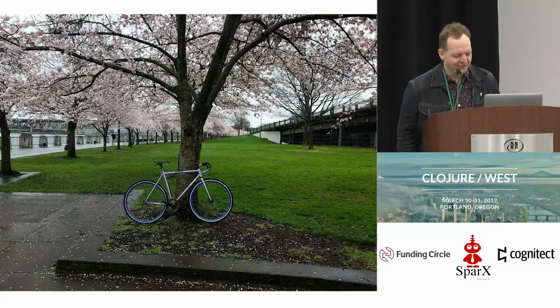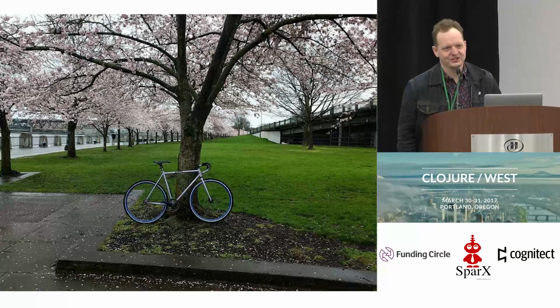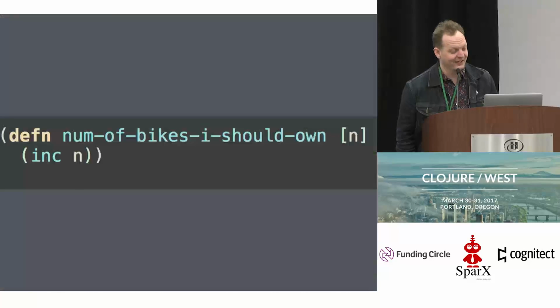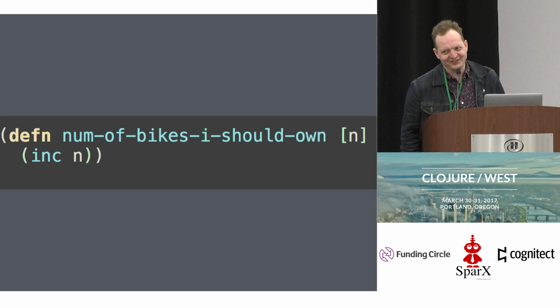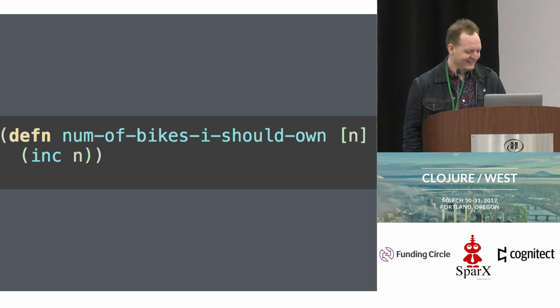I have a lot of bikes, and I have invented a function to determine how many bikes a person should have. This one's public domain. You can just have it. It's this. So, highly sophisticated, but very important.